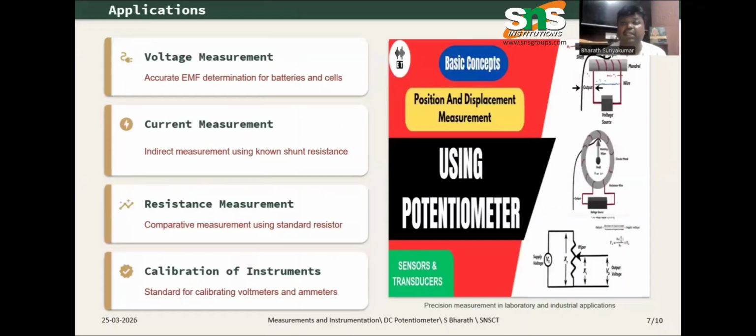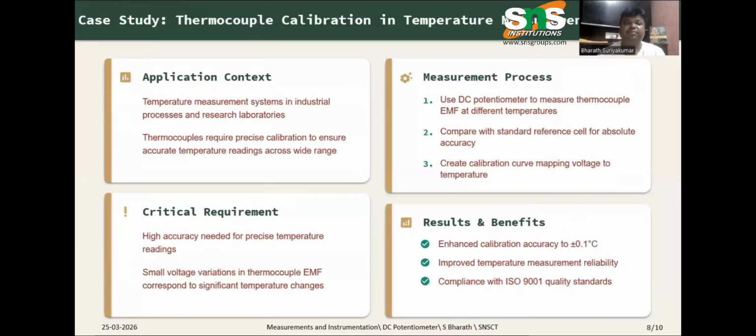What are the various applications? As we saw, we can directly measure the EMF, that is the voltage, accurately to determine the values of batteries and cells. Current measurement is possible by knowing the values of voltage and resistance; indirectly, by calculation, we can measure the current value. It is a complete concept based on position and displacement. It can also be used to measure resistance. It is also used for calibration of the instrument, as we connect the standard cell and calibrate the process.